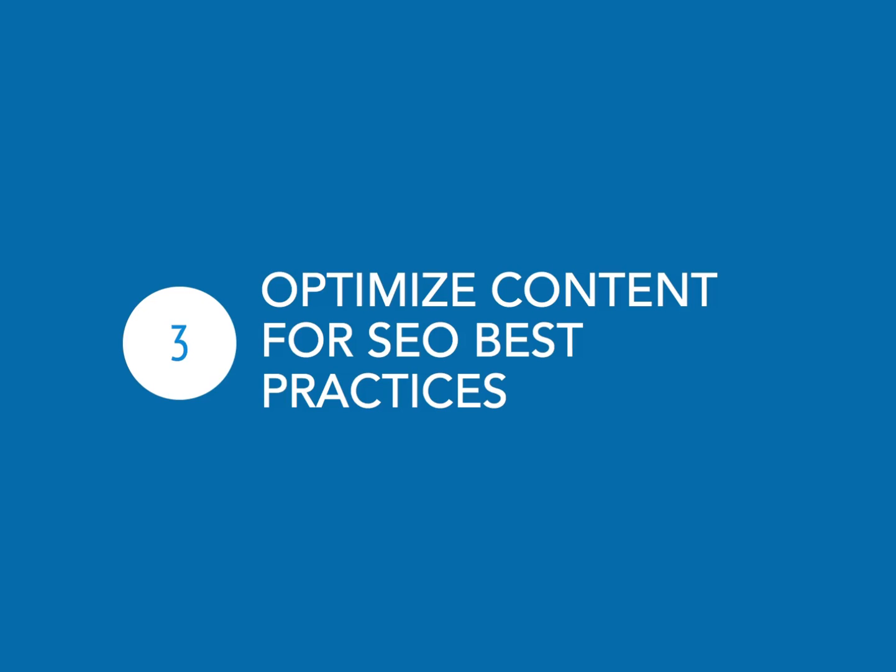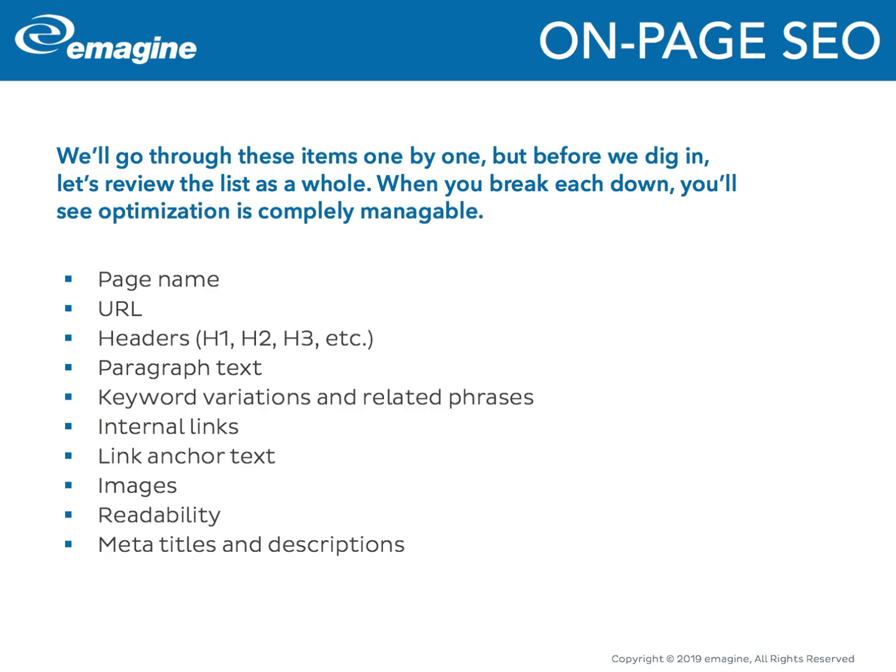Now, the next thing is to optimize your content for SEO best practices, but always keep that human in mind, because we always want to make sure that content is very readable and good and helpful for the human. Because if it's not, it won't convert and the SEO won't mean anything anyways. So what should we be considering when we're looking at on-page SEO?